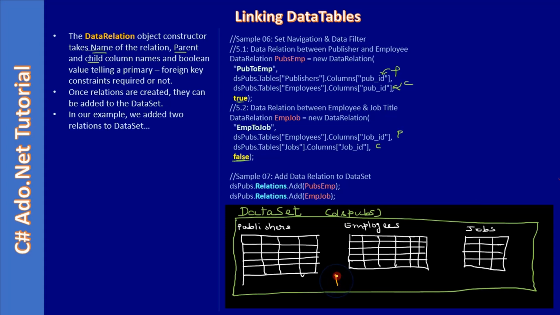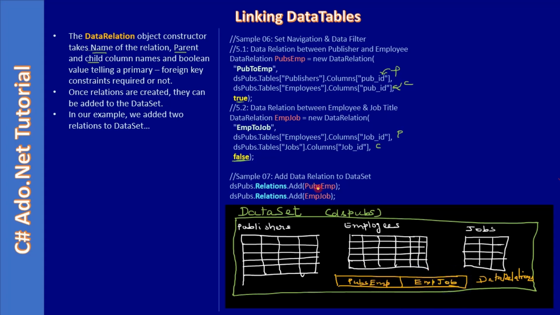Next, we have the data relation collection, right? And in that data relation collection, we are storing two data relations. One is pubsemp, and this is the data relation object. Or we can state it is a relations collection. Then emp job. So both we added to our data relation collection.